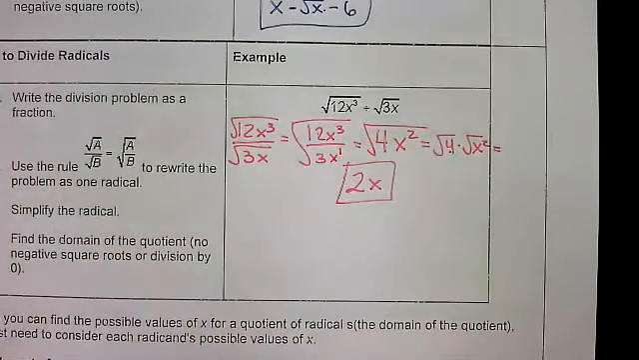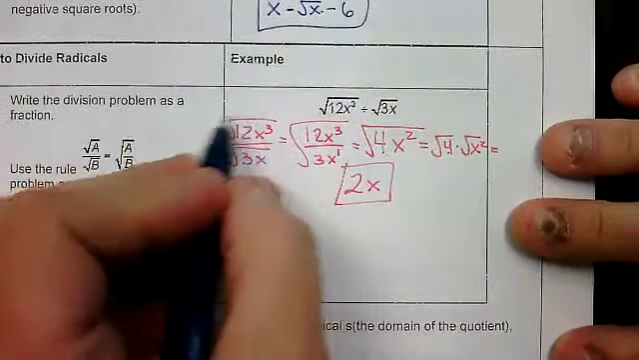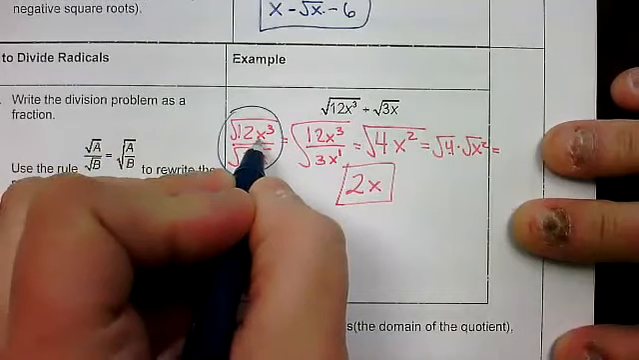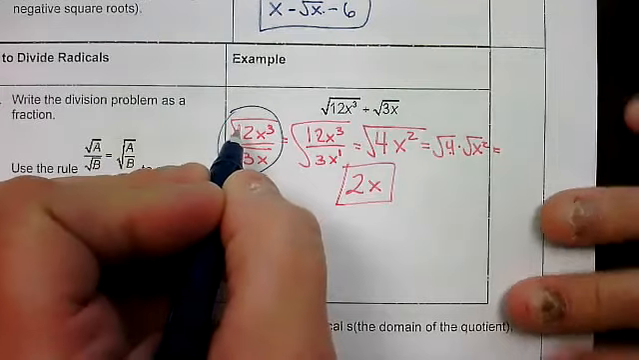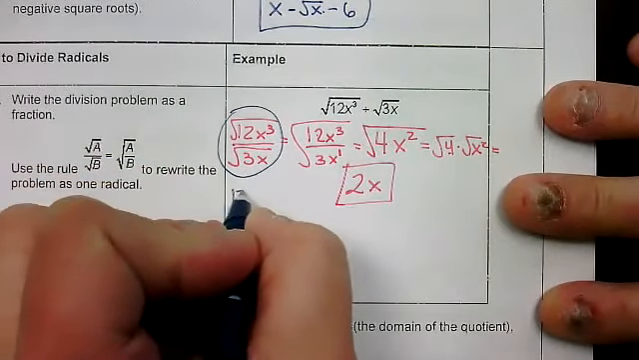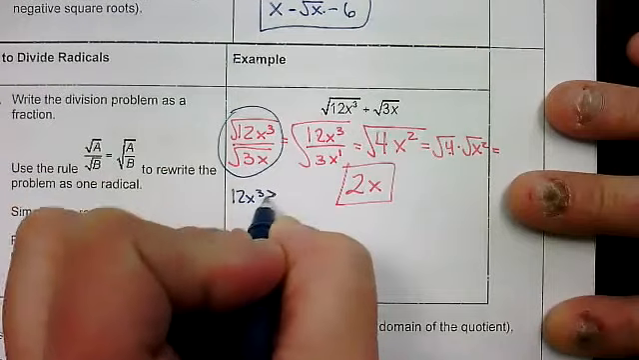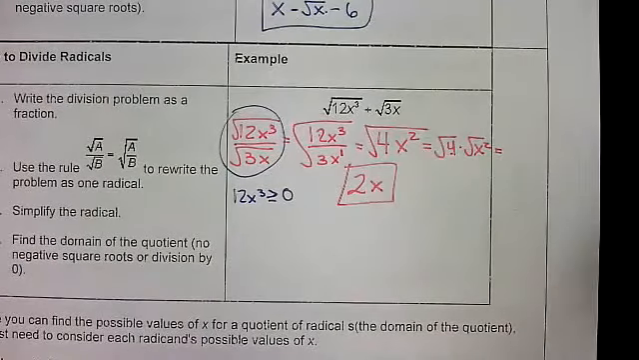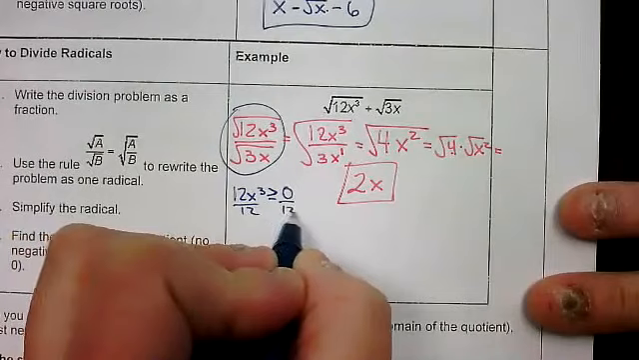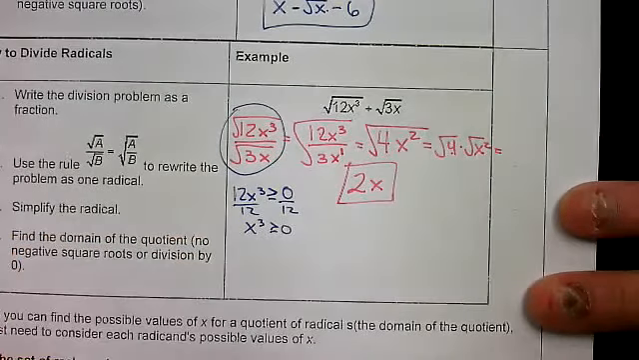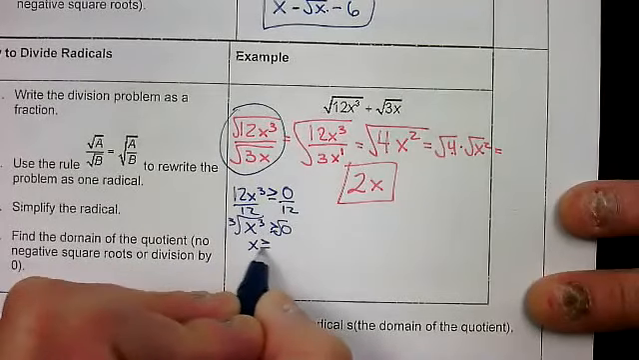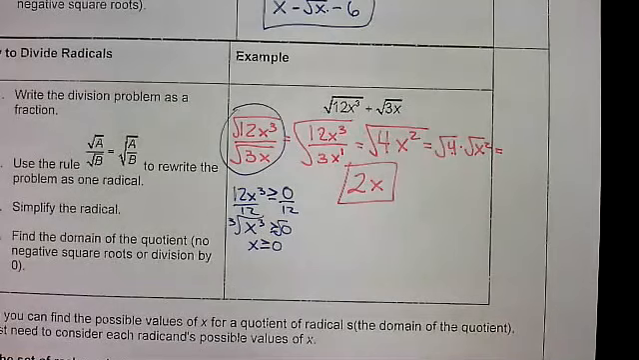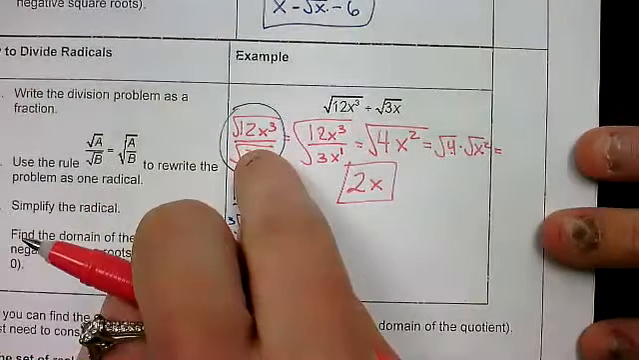But we have to find out what our domain is. So let's go back to this original problem right here. Remember that our numerator has to be a non-negative number, which means 12x to the third has to be greater than or equal to 0. So let's solve. Divide by 12. X to the third has to be greater than or equal to 0. Now we can take the cube root of both sides, and x has to be greater than or equal to 0.